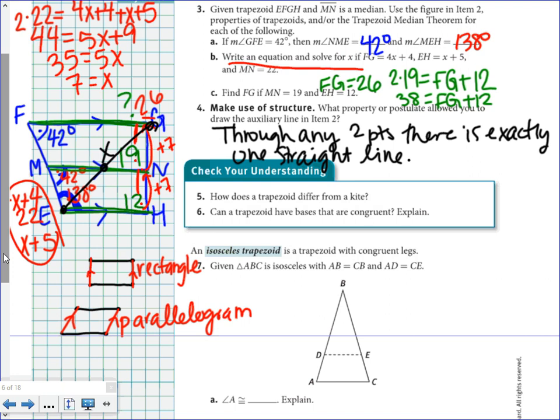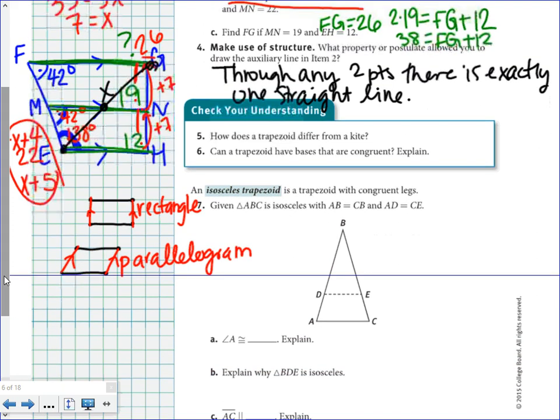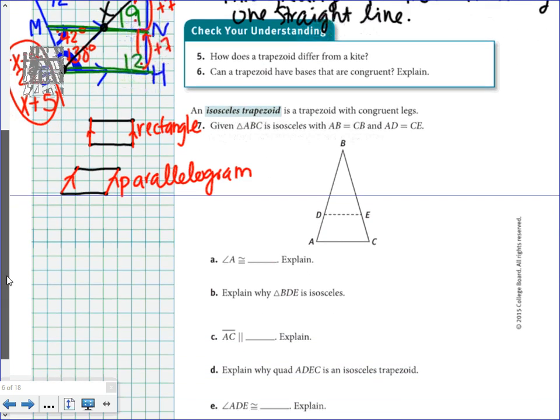Now we're going to look at an isosceles trapezoid. So that's going to be a trapezoid that has congruent legs. Remember, isosceles means that you have 2 sides that are the same length. So an isosceles trapezoid has 2 sides that are the same length, and those have to be the legs that are congruent. So now we're going to look at this triangle, and yes, I realize it's a triangle and we're looking at trapezoids, but we're going to get to a trapezoid in just a moment. So we have a triangle, and they tell us it's isosceles. They tell us that AB is congruent or equal to CB, and that AD is equal to CE.